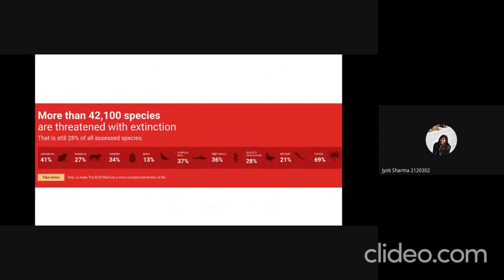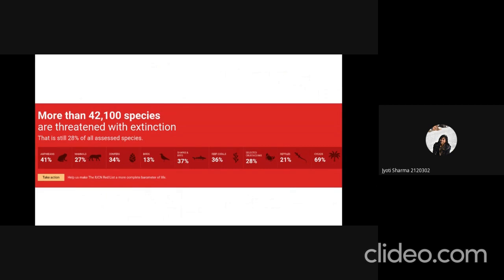Okay, this slide I also took from IUCN, in which the website says more than 42,000 species are threatened with extinction. Okay, so they also gave some numbers: amphibians 41% are threatened, mammals 27% are threatened, and you can see cycads, these are 69% near to extinction, or they are threatened with extinction.